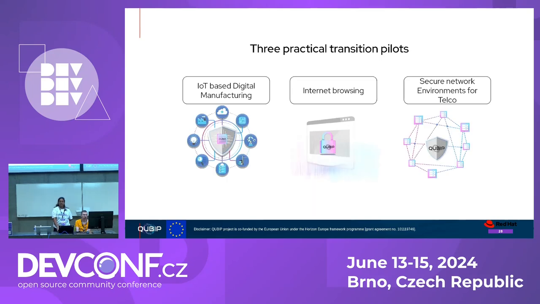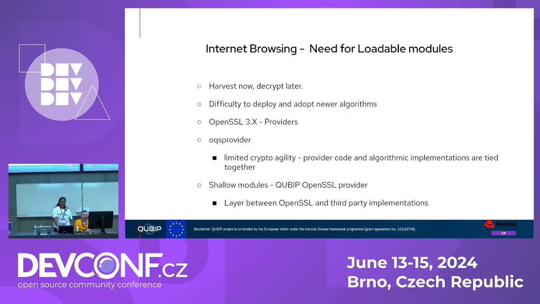All right, so basically the big deliverables of the QUBIP project are threefold. First one is in the IoT field, second in the internet browsing field, and third is for 5G networks and beyond in telco. So Red Hat is only focused on the second pilot demonstrator, which is internet browsing. From now on all the slides, we'll only speak about this part and what's relevant to internet browsing.